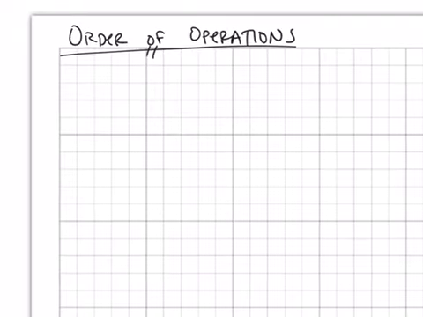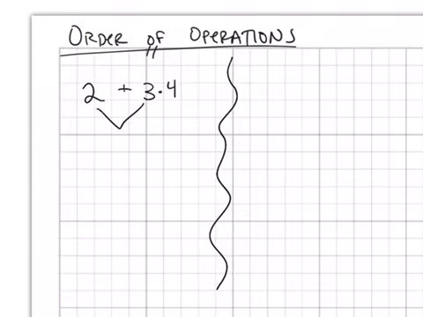I'll start with just an example of why this thing matters. It's a way to think about doing calculations. So let's start with this example just to show you why this thing matters. 2 plus 3 times 4. How could we calculate how much this is worth? On the one hand, I could add 2 plus 3 first. In that case, I would get 2 plus 3 is 5, and 5 times 4 is 20.